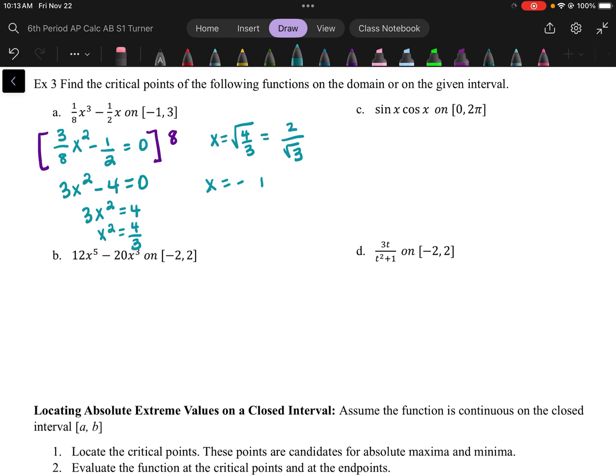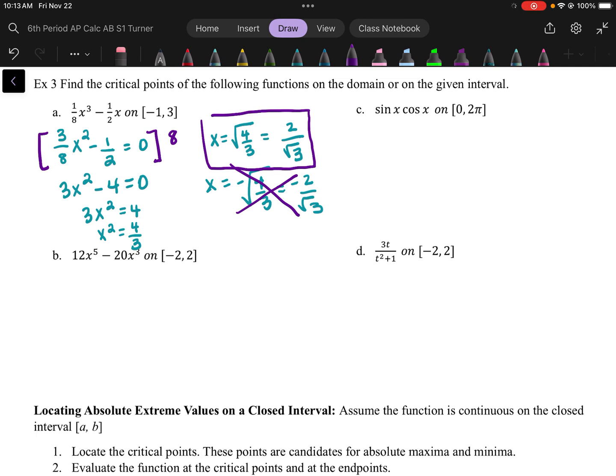So I would find all of these critical points first, and then make sure that things exist within your domain. So in this domain, they asked for -1 to 3. So this second one is actually not in my domain. So my only critical point is happening here, where x is equal to 2 over root 3. So just the positive of that solution.